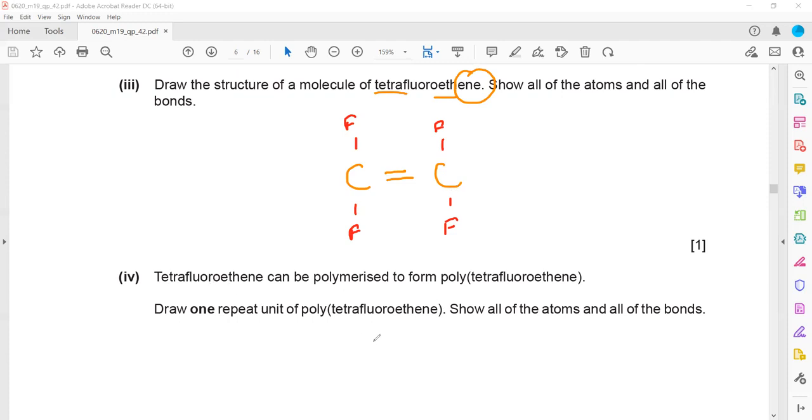If we want to draw a polymer, how to draw a polymer? We will draw the same structure. First, the monomer should appear like the letter H. It is already appearing like the letter H. So to draw a polymer, we will break the double bond. And we have to draw only one repeat unit, only one unit we have to draw. So we'll break the double bond.